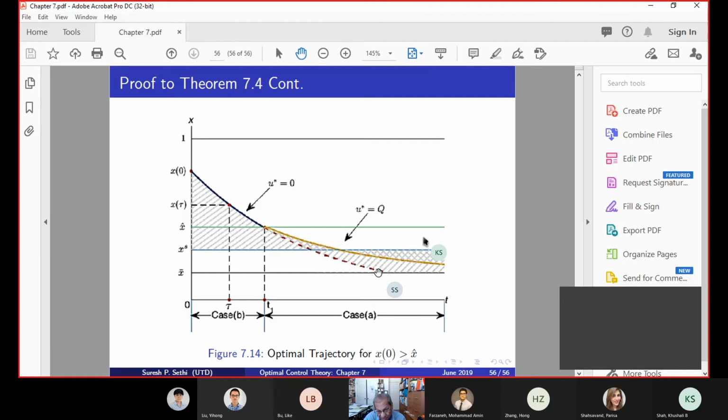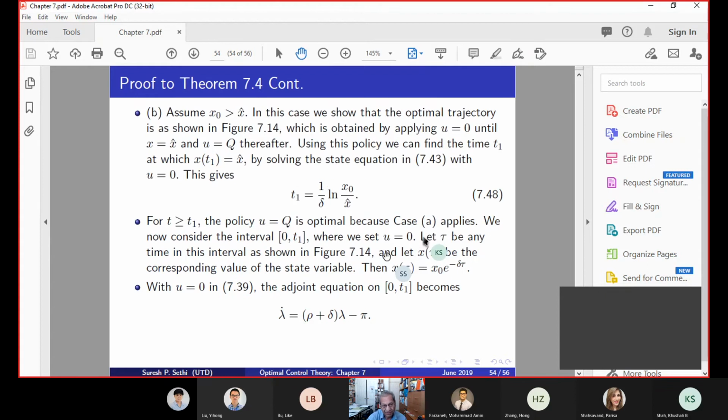This is the fastest approach to the turnpike, which is this one. But mine is not the fastest approach to the turnpike. Mine is the nearest feasible path to this ideal turnpike. So that was the idea, to get the nearest feasible path to the ideal turnpike. And that was my terminology. It was a good terminology.